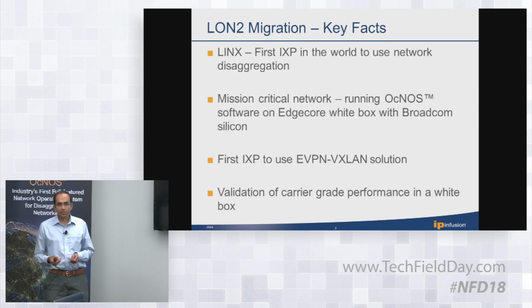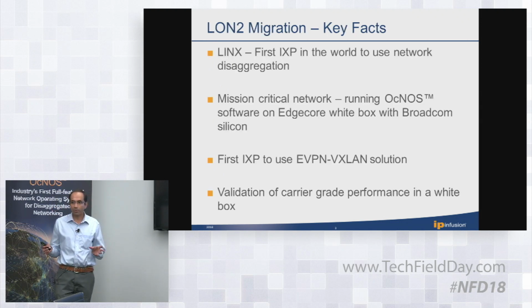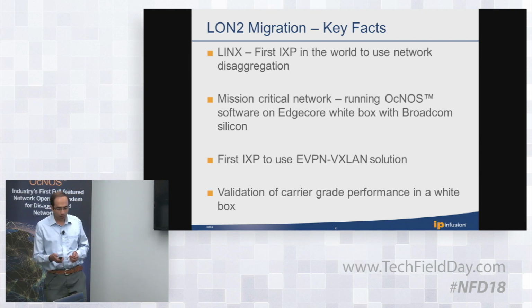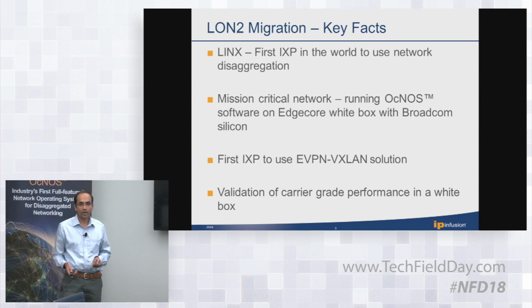And just to set the context, LINX operates two big networks. One is what they call the LON 1, the London 1. And the second, slightly smaller network is the LON 2, the London 2. And as part of this migration, we helped LINX move the London 2 network from the traditional boxes to white box using Edgecore.